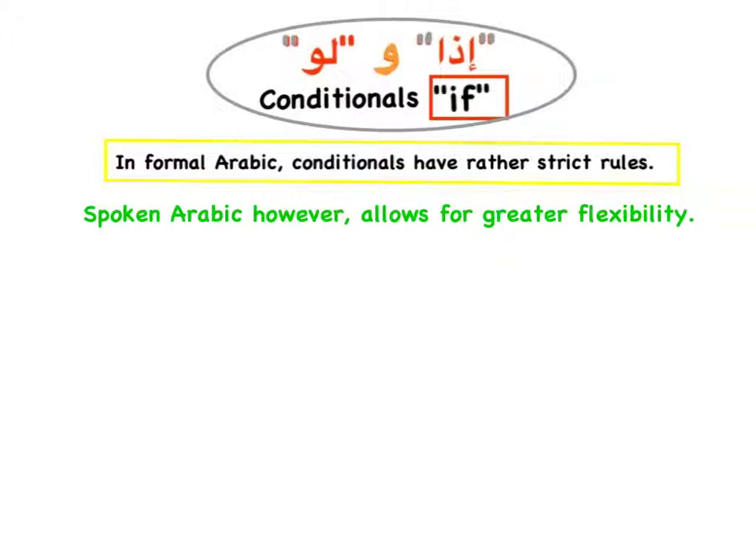Let's revise the rules. You use إذا mostly in formal Arabic to express conditions. لو is used to a lesser extent because it's for impossible situations. So if you are talking about a possible condition, you use إذا, and you use the past, and you use ف to indicate the result clause. However, spoken Arabic allows for greater flexibility.